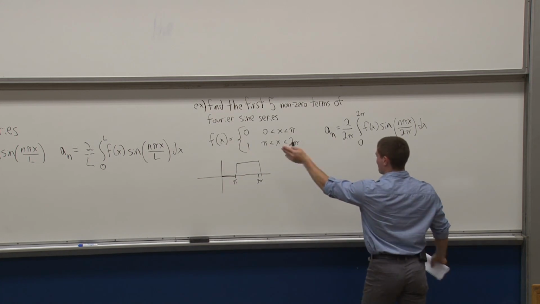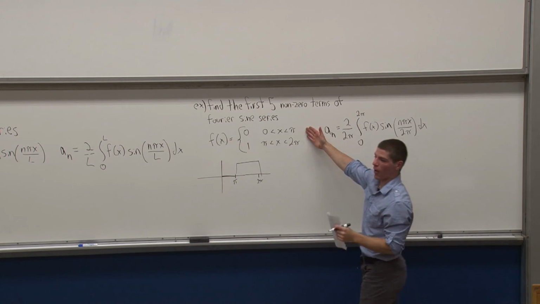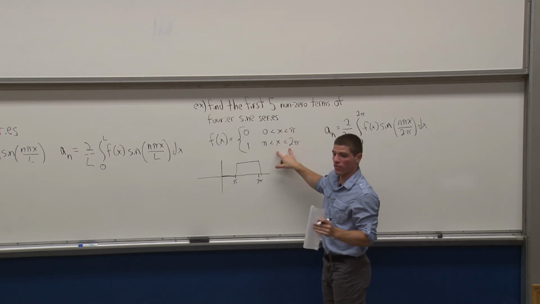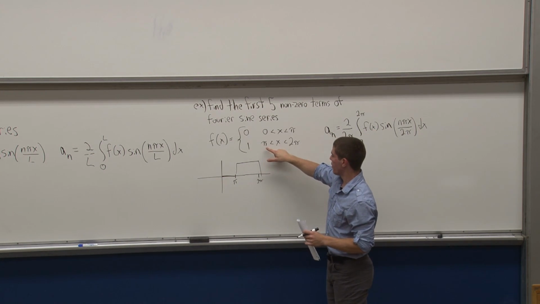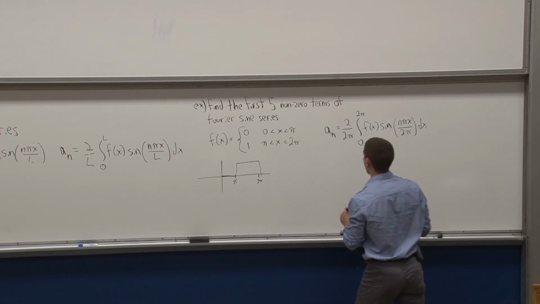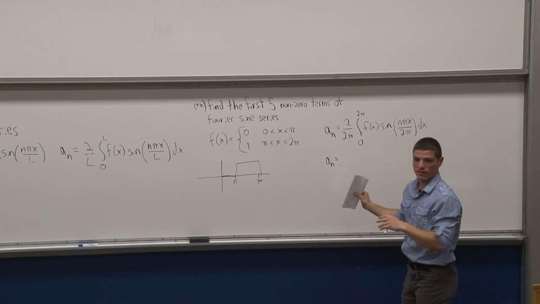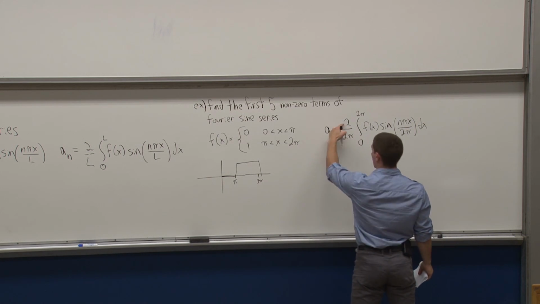Okay, so we're going to ignore the 0 part because the integral of it is 0. So we're going to go straight to the second domain of this function, which is where it equals 1, where that's pi to 2 pi. So does that make sense to everybody that we're skipping the first part because it's 0? Okay, good. All right, so we're still going to have 2 over 2 pi.